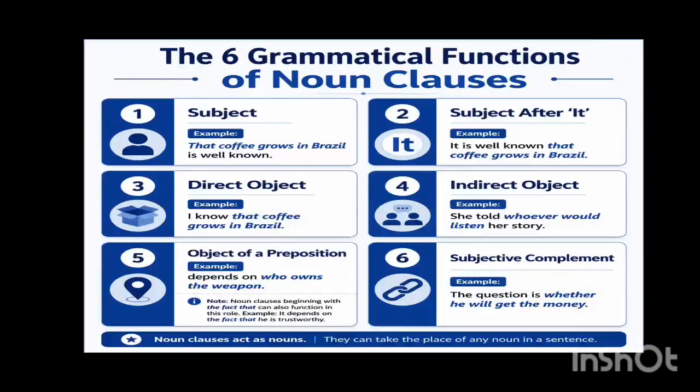Now let's see functions of noun clauses in a sentence. A noun clause can do almost everything a noun can do. That means that it can appear in several different positions in a sentence. Yes, it can become subject. For example, whoever wins the race gets the trophy. Here the noun clause whoever wins the race is the subject of the sentence.